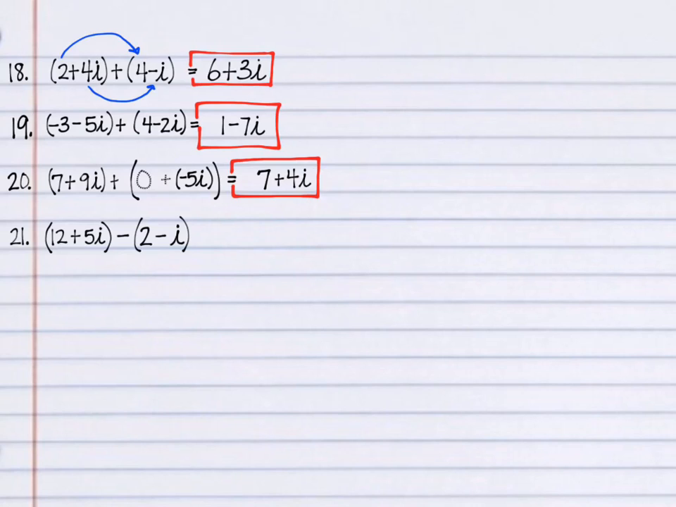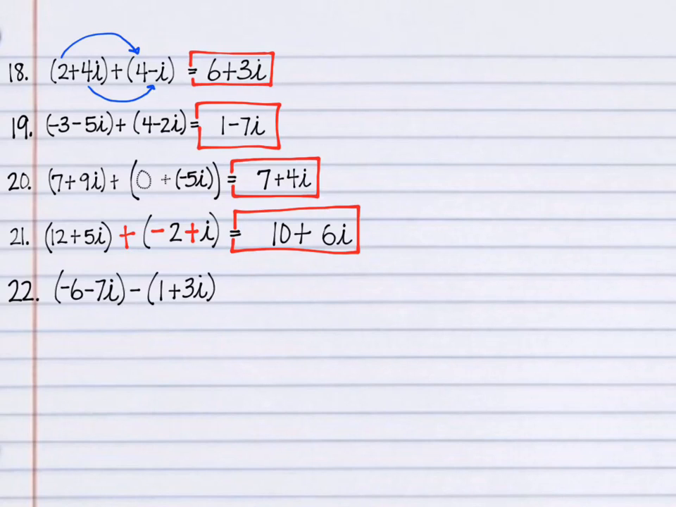This is a subtraction problem. I don't like to leave them as subtraction. I like to change them into addition problems, so I just distribute that negative in there, and then I can add together 12 plus negative 2 and 5i plus i. It's a lot easier to distribute it in, and so I do that every time when I'm going to do subtraction problems.